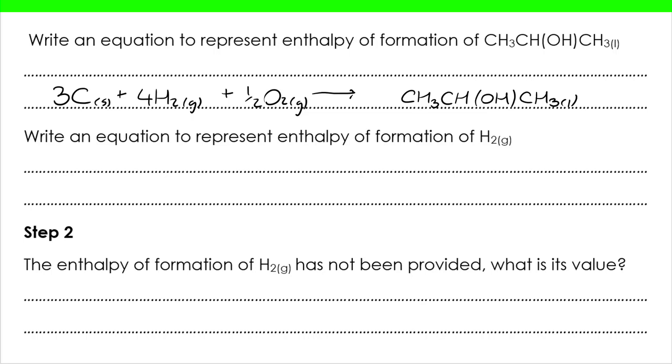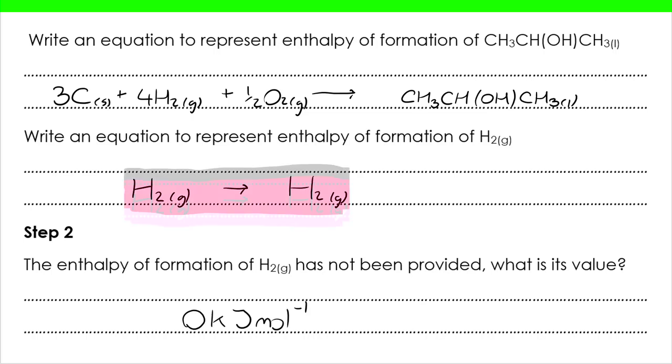If I'm asked to write the equation for the enthalpy of formation of H2, it's a slightly odd one, because H2, being made from its elements in their standard states, means we're making it from H2. And that potentially helps you to explain and understand the question in step 2. No value was provided for this, but if there's no change, our value is going to be 0. So 0 kilojoules per mole.